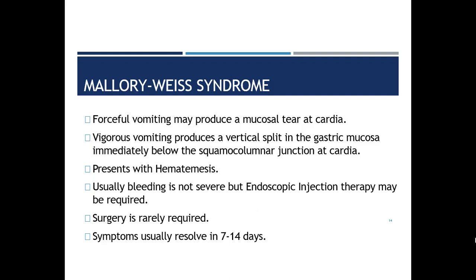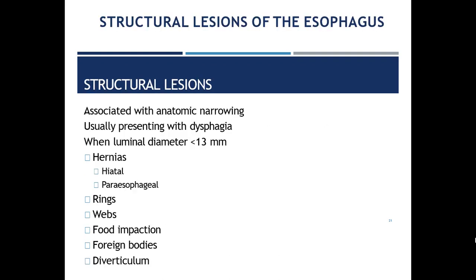Patients present with hematemesis. Because the mucosa and submucosa contain the blood vessels, the patient presents with hematemesis. Usually bleeding is not severe, but endoscopic injection therapy may be required. So in these cases, most of the patients respond to conservative management, so surgery is rarely required, and symptoms usually resolve in 7 to 14 days.